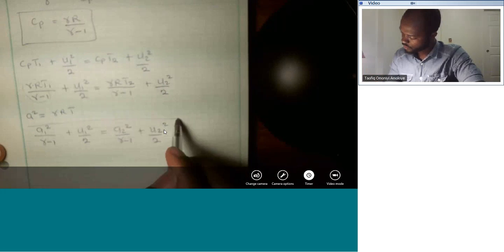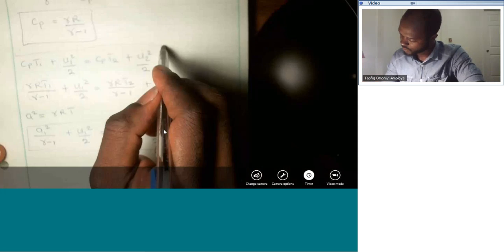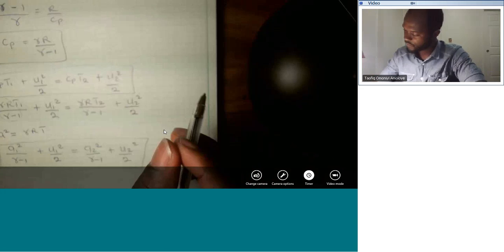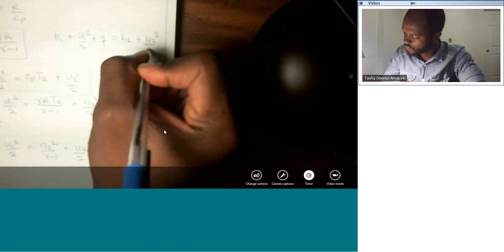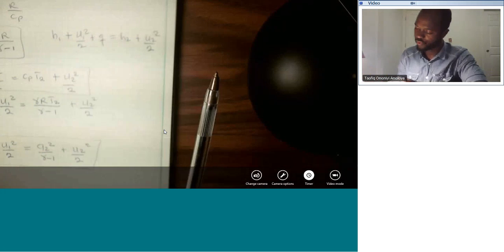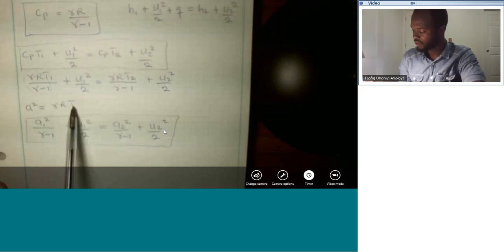So we started with some form of energy equation like this: H1 plus U1 squared over 2 plus Q equals H2 plus U2 squared over 2. That is the form that we started with, and with our assumption of no heat addition, Q went to 0. Then with our noting that Cp equals gamma R over gamma minus 1, we got this equation, and with our knowledge that A squared equals gamma RT, we now have this equation.